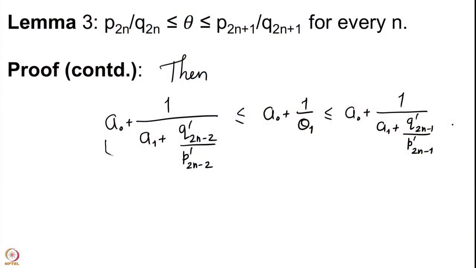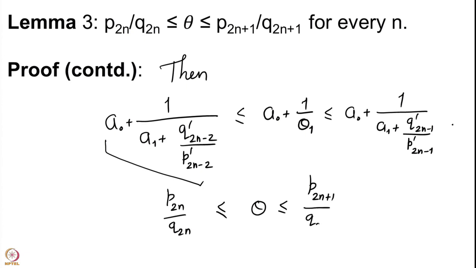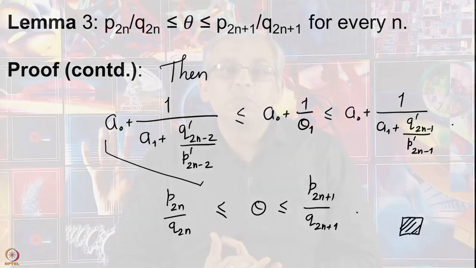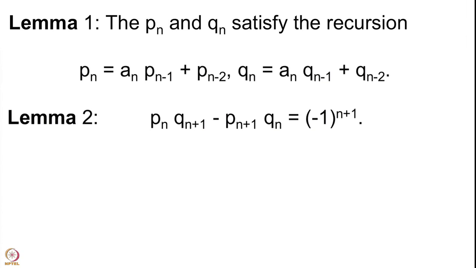Now, this is nothing but p2n upon q2n, this is nothing but theta, and this is nothing but p2n plus 1 upon q2n plus 1, which proves our result. So, we have proved our lemma, and we have also proved the result assuming our lemma. Note of course that we have still to prove these two lemmas. We will prove these two lemmas, and then we will go on to see how the continued fraction expansion convergents give a good approximation to our theta. Thank you very much.